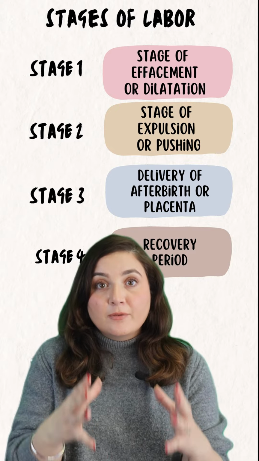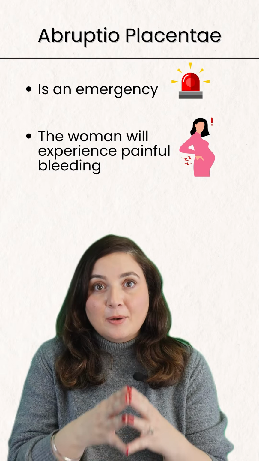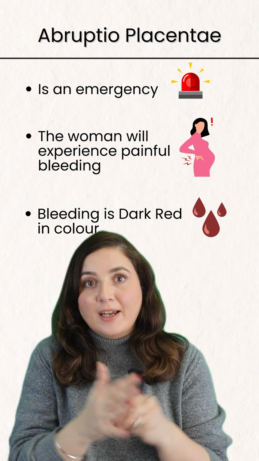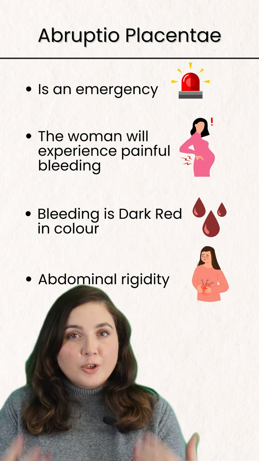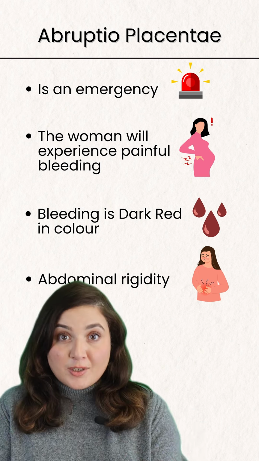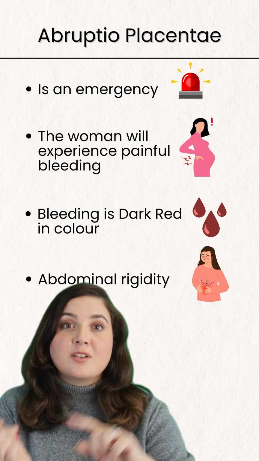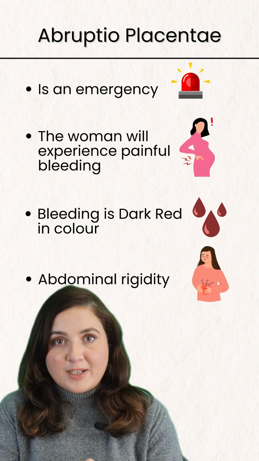Now, this leaves the woman with painful bleeding. The bleeding is dark red in color, and there is marked rigidity in the abdomen. You might even notice the question says board-like abdomen, which directly signifies placental abruption.